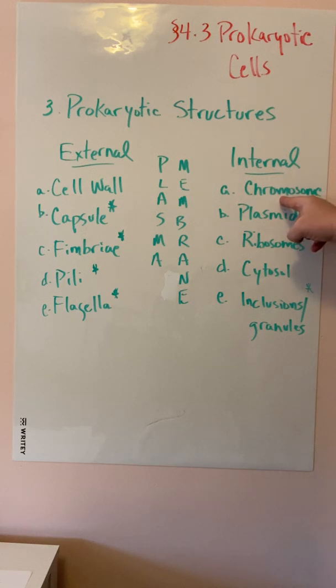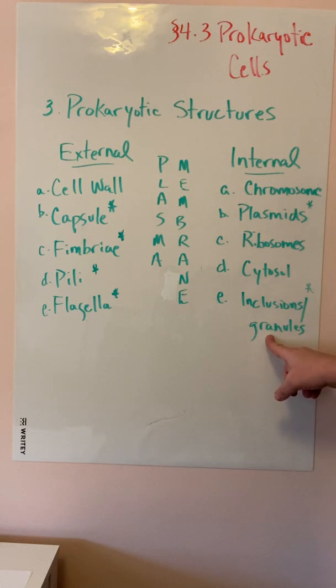The chromosome will have somewhere between 1,000 or 3,000 genes. The plasmid will only have 20 to 25. You have ribosomes, we've already talked about the cytosol, and then we have what are called inclusions or granules.